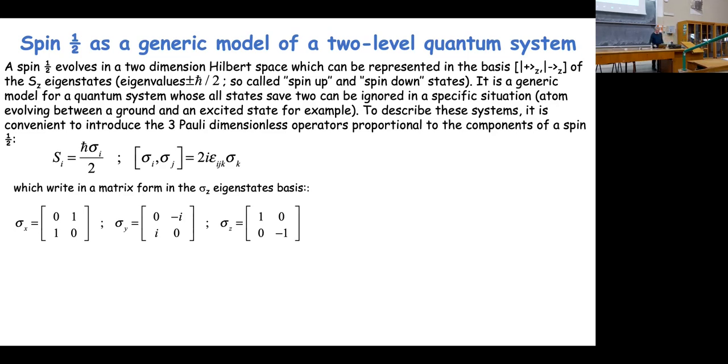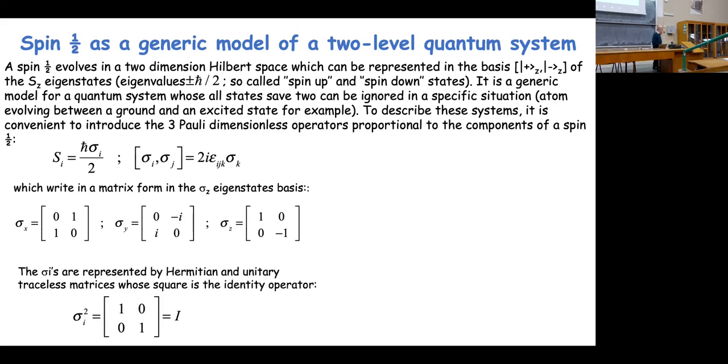Next, a remark: if you take the square of any Pauli operator, you get 1. So the Pauli operators are, in fact, their own inverse. If you multiply them by themselves, you get the unity. So they are unitary, because their square is equal to 1, and they are Hermitian, because the diagonal elements are real, and the off-diagonal elements are complex conjugates of each other. So these are Hermitian and unitary matrices.